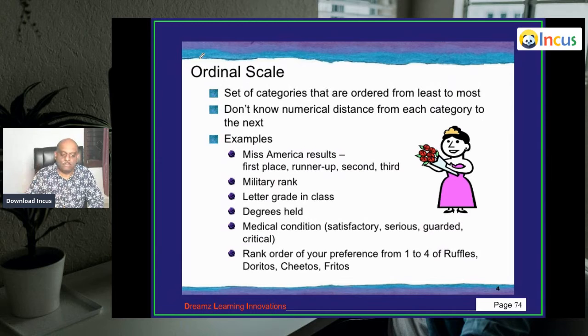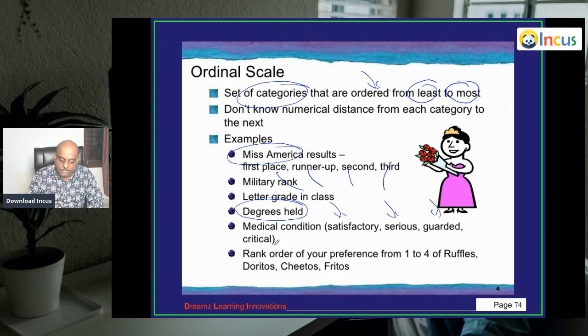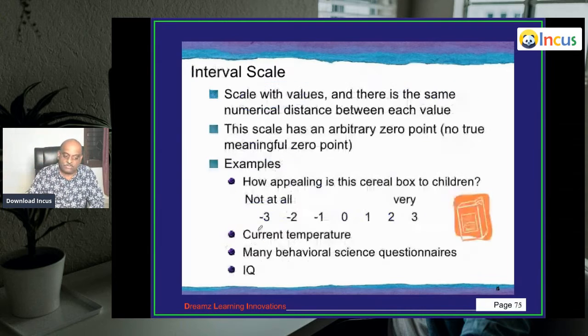Ordinal scale, categories are set and are ordered from least to most. Miss America, first place runner, second, third. Similarly, the degrees held. Similarly, medical condition, satisfactory, serious, guarded, critical, Glasgow Coma scale, they're all ordinal scales.